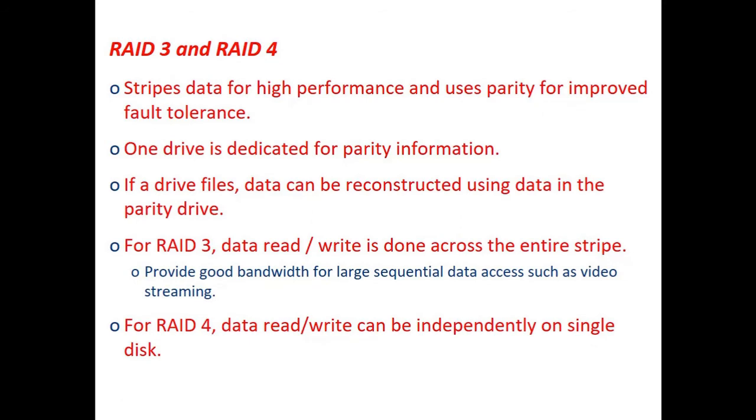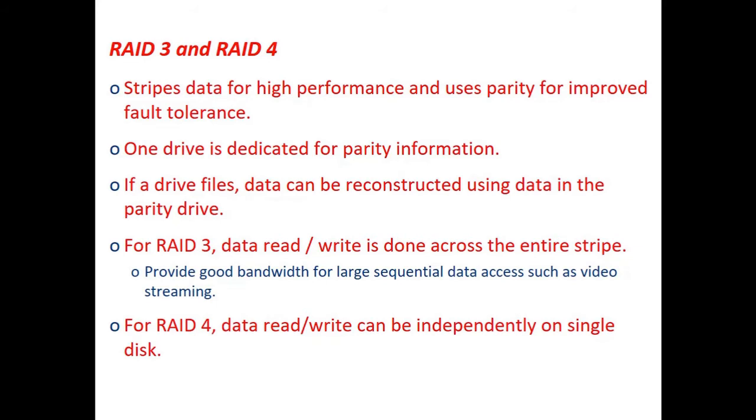Let's look at the next RAID levels. We have RAID 3 and RAID 4. In both these RAID levels, data is striped for high performance and parity is used for improved fault tolerance. So it involves both striping as well as the parity generation technique. Striping is done for achieving high performance, and for data protection or fault tolerance, we are going to use the parity technique here. In both RAID 3 and RAID 4, one dedicated hard disk drive is used for storing the parity information.